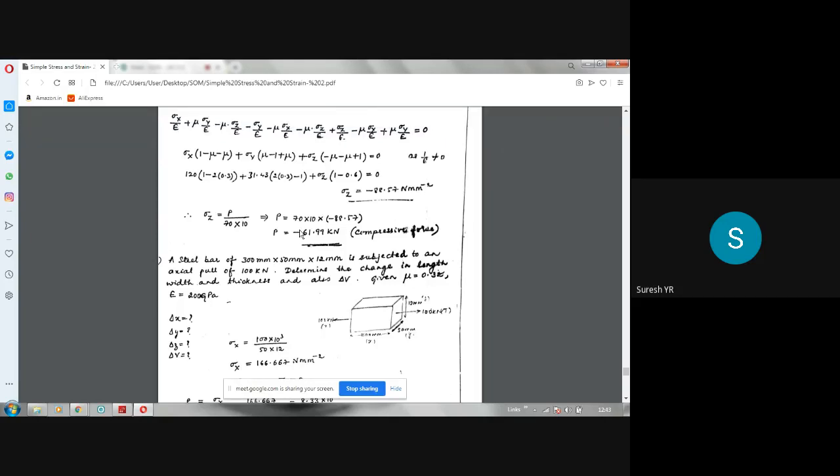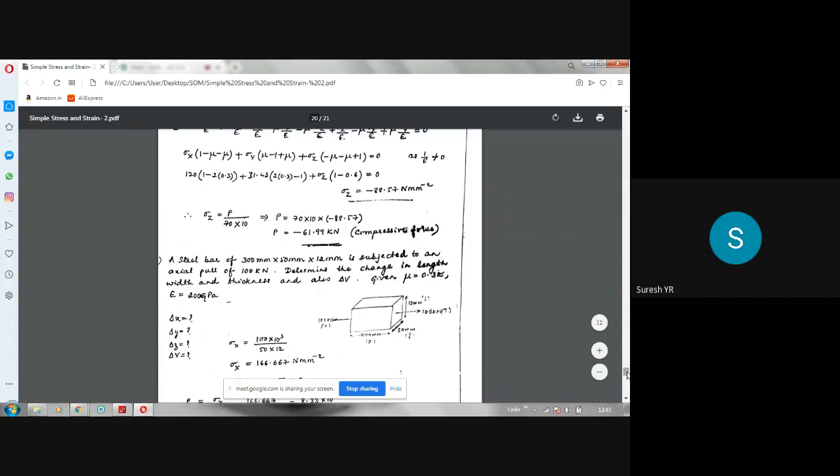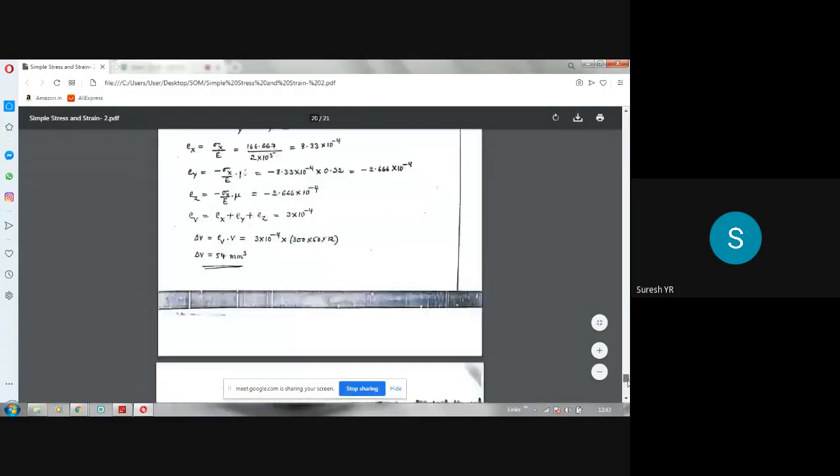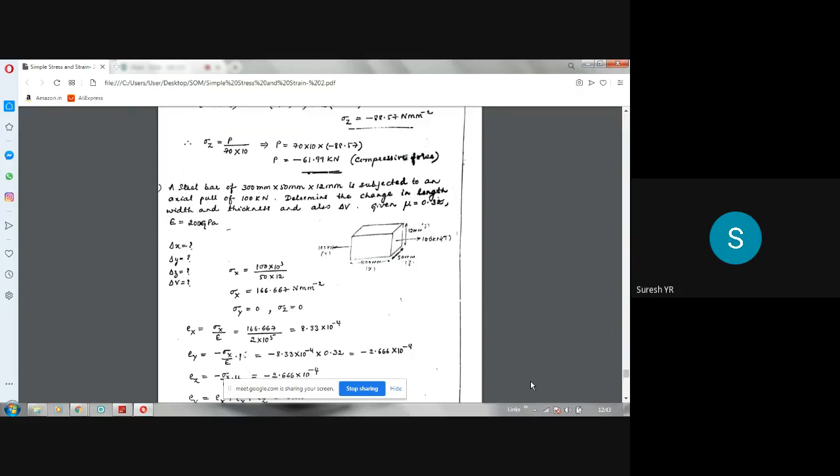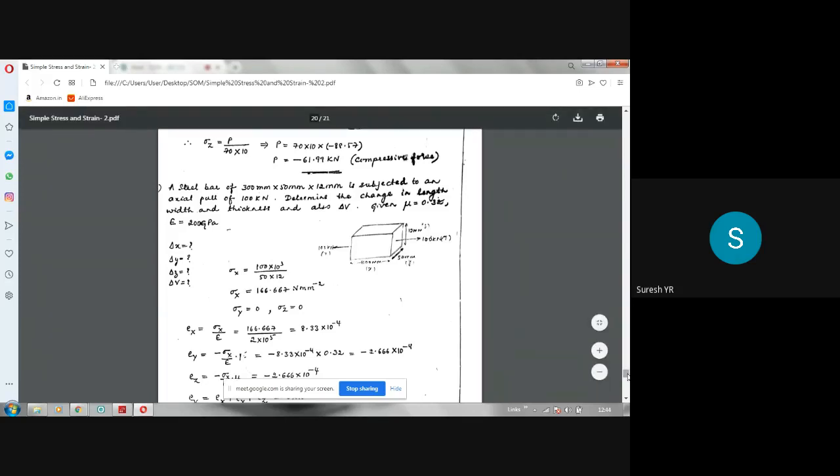Why is it a compressive force? You have got a negative P value. Initially, we will not know the nature of that force P, whether it is a tensile force or a compressive force. After finding the value of P, if it is tensile, it is positive; if it is compressive, it becomes negative. So this is another type of problem, wherein it is given that there is no change in volume.